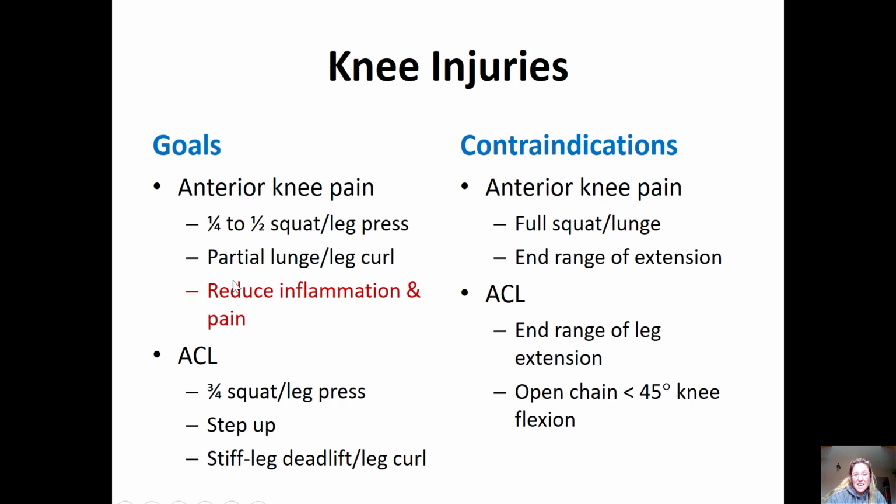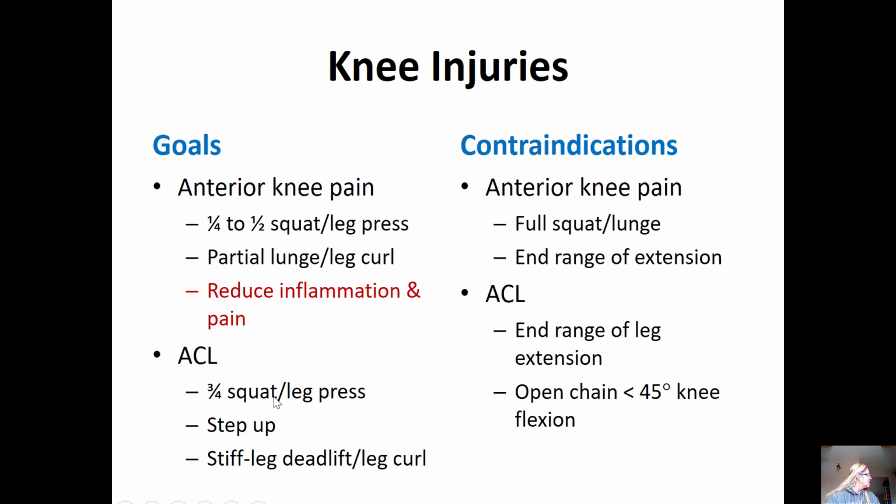So somebody who is having that anterior knee pain, they're constantly having that pain and that inflammation. So if we're going to do anything of this nature, it's a quarter to a half instead of a full range of motion. So avoid the end range of extension. So when you're extending the knee, the end range is if your leg is straight out. We want to avoid that end range of extension.